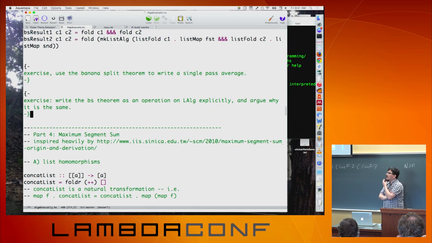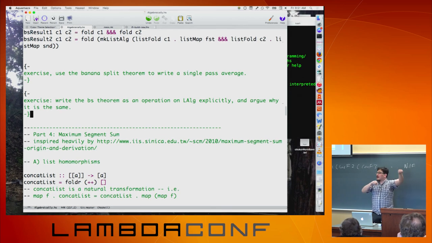I'll give you the hint. Your nil... just move some pairs. Yeah, exactly. Your nil needs to be a pair of the two nils. And then every time you get an argument, you take the first of the argument and apply your first function to it, and the second of the argument, you apply your second function to it. So you just turn it into a carrier of pairs all the way through.